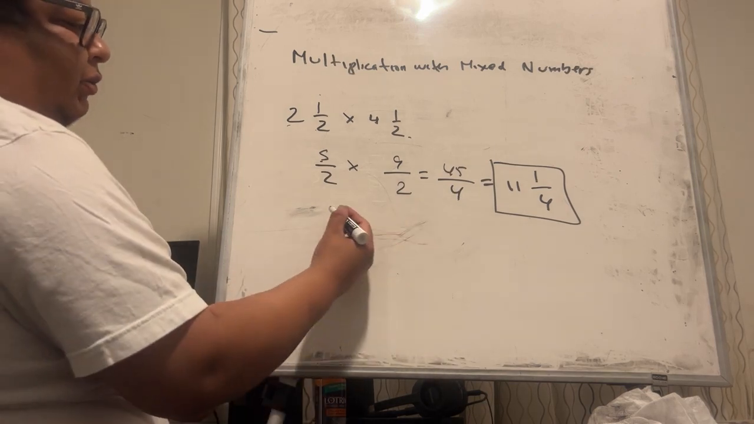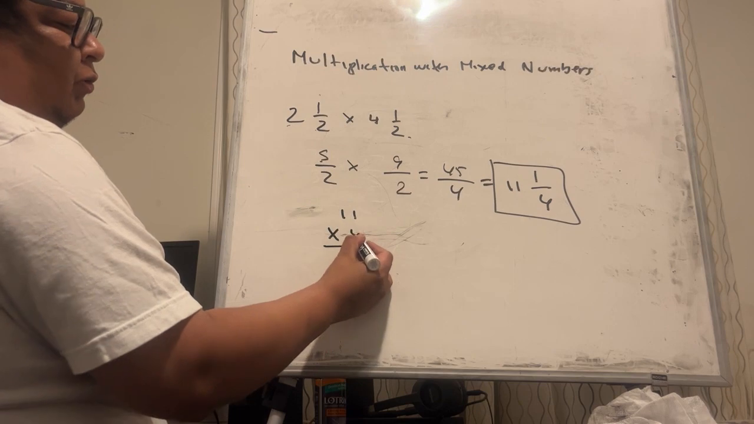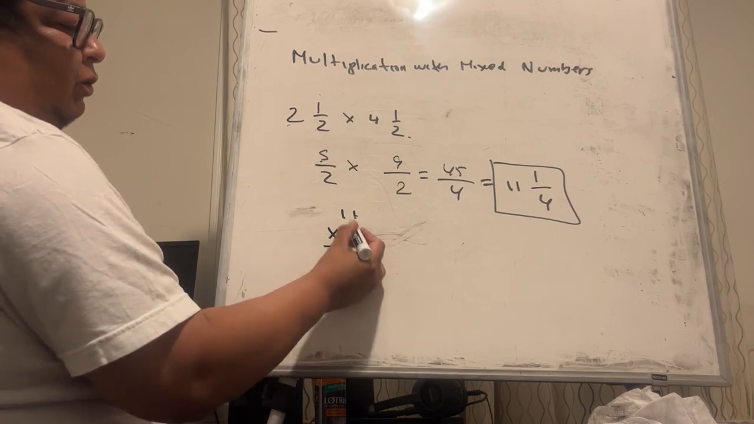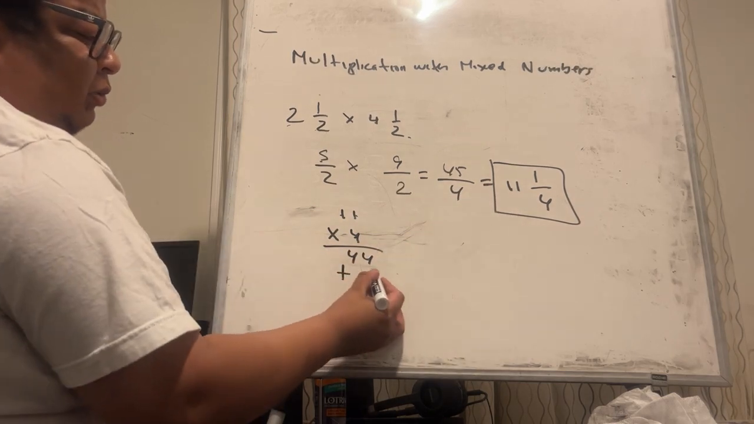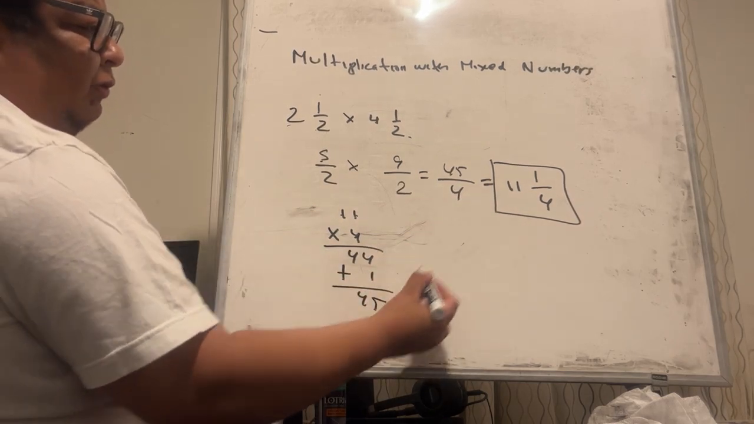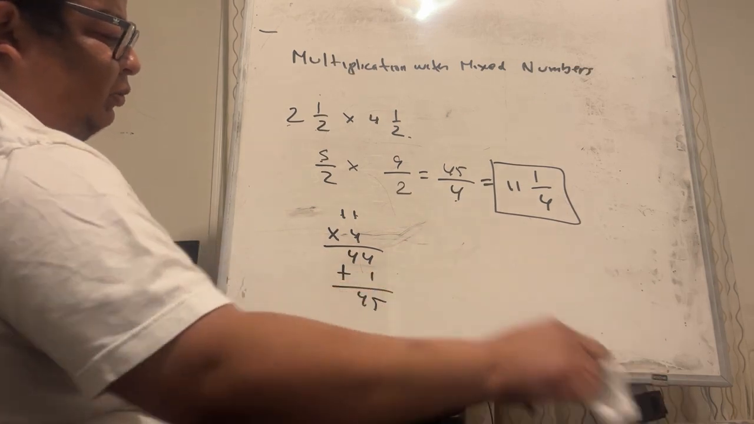And you can check. 11 times 4, 44, add 1, 45. So 45 and then the 4, which matches here.